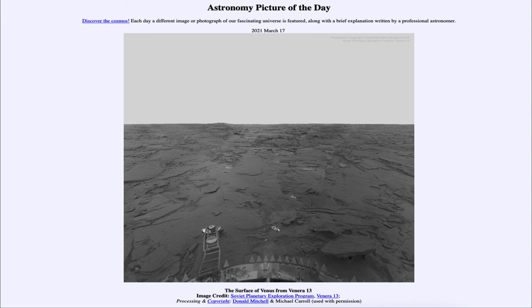But here we still see an image taken nearly 40 years ago and still being studied today to help give us a better understanding of the planet in our solar system that in size and mass and other things is most like our Earth. So that was our picture of the day for March the 17th of 2021. It was titled The Surface of Venus from Venera 13.